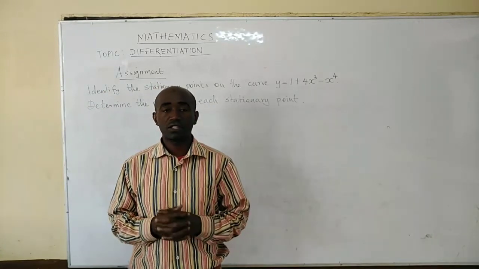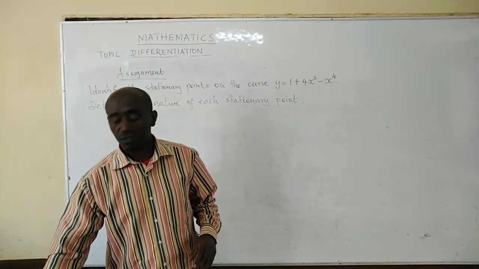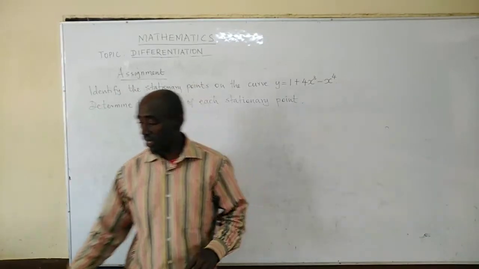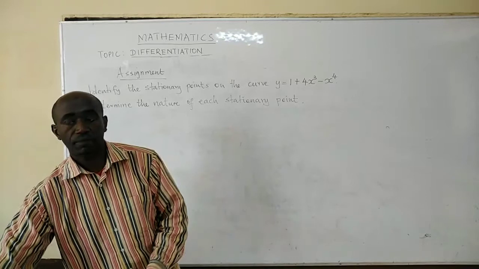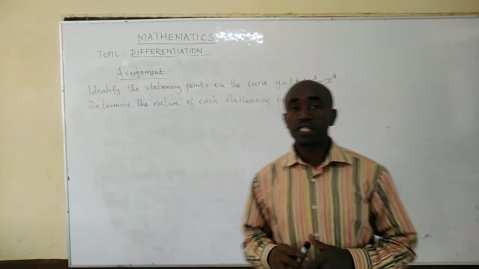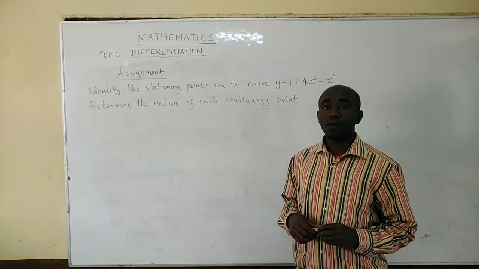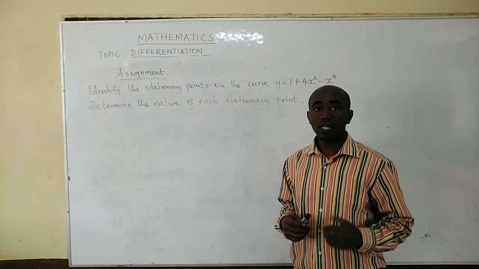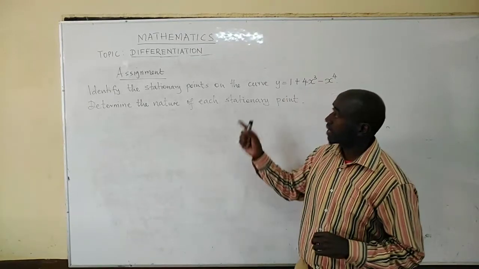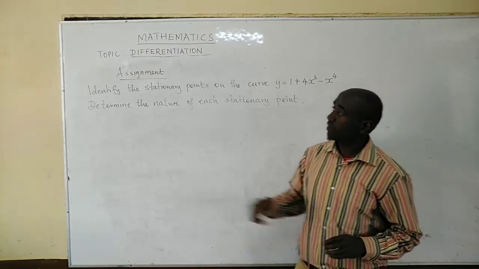The topic is differentiation, and this is the eighth lesson after we started to discuss this topic. In lesson 7, we discussed stationary points. We learned how to find a stationary point and how to identify what kind of stationary point it is. And I gave an assignment at the end of that last lesson. This is the question I gave.